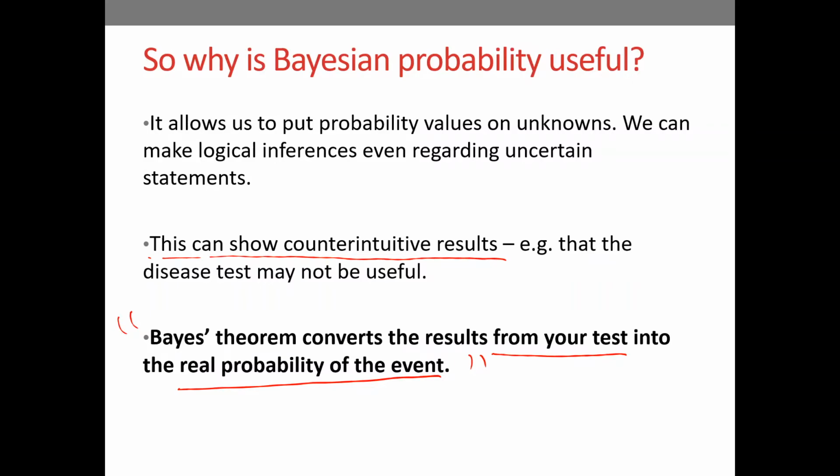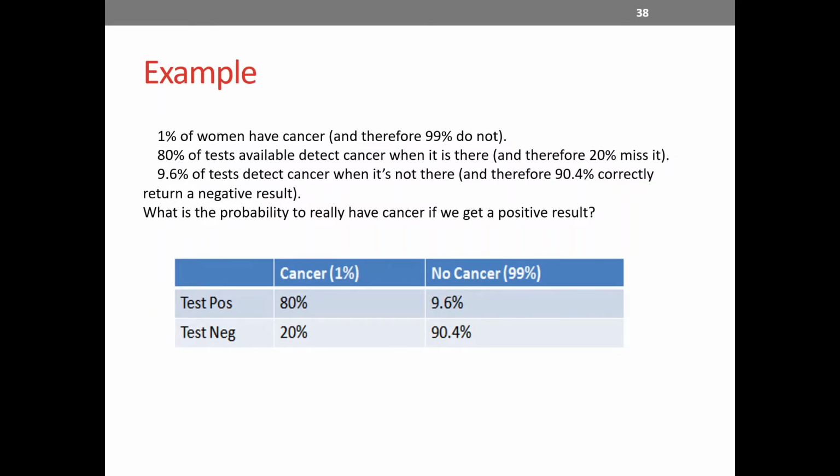Okay, let's look at another problem and another strategy to solve these kinds of problems. That strategy is to put all the information that you know into a table that's shown here. Again, this is quite similar to the example we just saw. So 1% of women have cancer. This is information that I'm inferring from the question, so this wasn't part of the question. And therefore 99% do not have it.